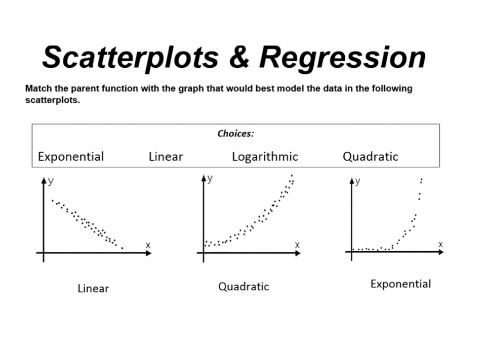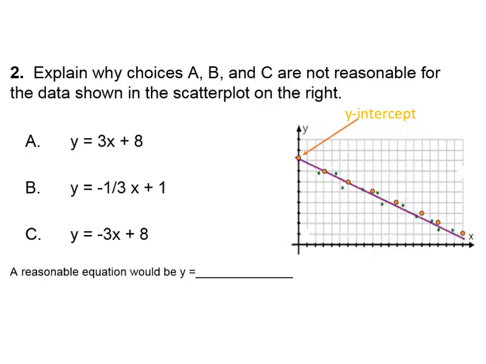So what we're going to do is we're going to plot data. We're going to figure out the model that best describes the data. And we're going to find out the linear regression line or the quadratic regression model so that we can make predictions. So let's take a look here. It says explain why choices A, B, and C are not reasonable for this data. So take a look at our points. The points here are scattered about, and we draw a line through the points. This is called our linear regression line.